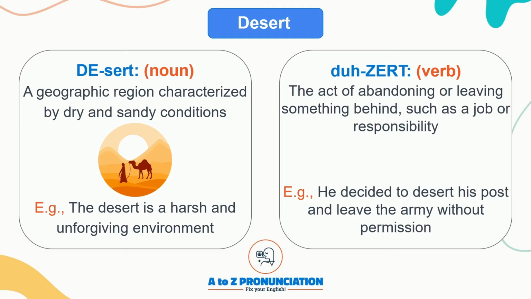Now, desert, on the other hand, which may very easily sound like yummy dessert, is a verb which means the act of abandoning or leaving something behind, such as a job or a responsibility. For example, soldiers might desert their post. He decided to desert his post and leave the army without permission.